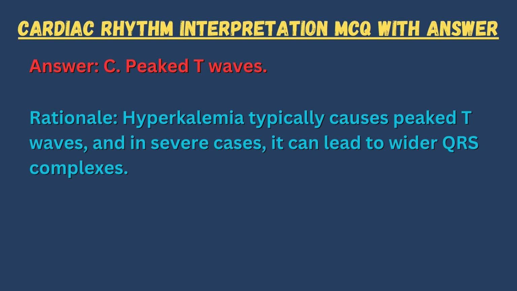Answer: C. Peaked T waves. Rationale: hyperkalemia typically causes peaked T waves, and in severe cases, it can lead to wider QRS complexes.